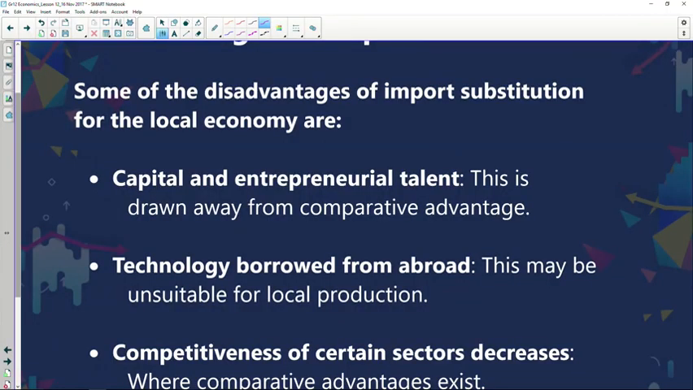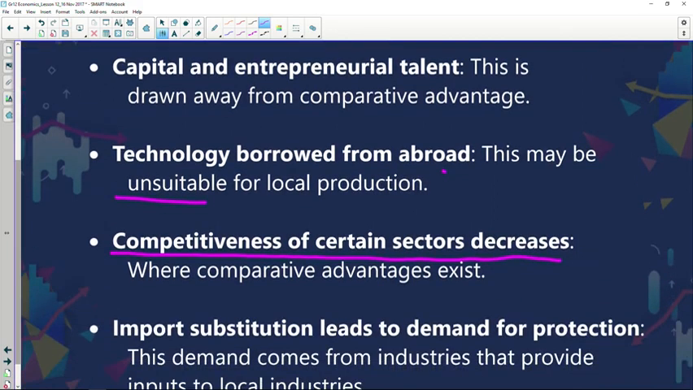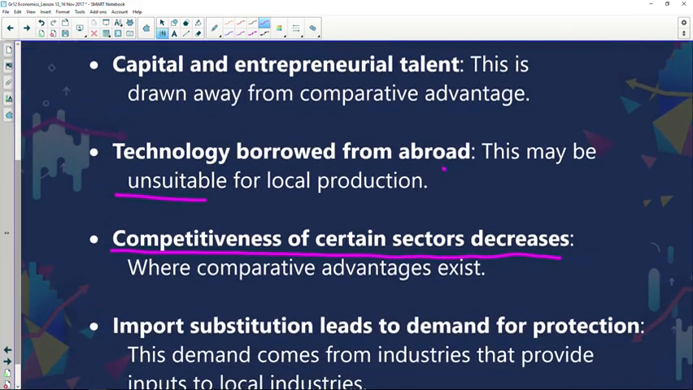And some of the disadvantages are that capital and entrepreneurial talent is drawn away from a comparative advantage. Technology borrowed from abroad may be unsuitable for local suppliers. The competitiveness of certain sectors decreases because of the subsidies that have been put into place. And then import substitution leads to a demand for production. This demand comes from industries that provide inputs to local industries as well.